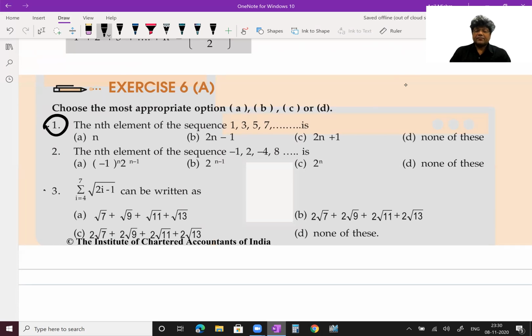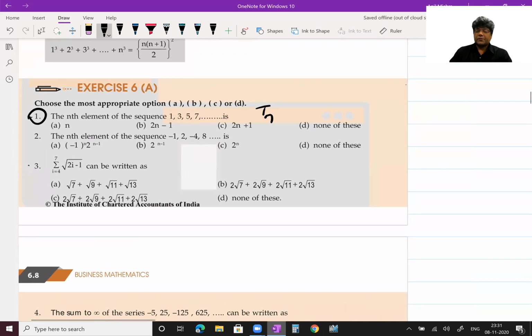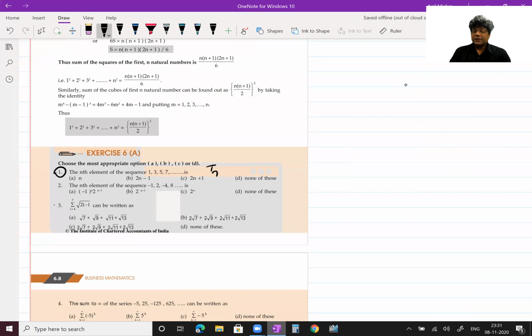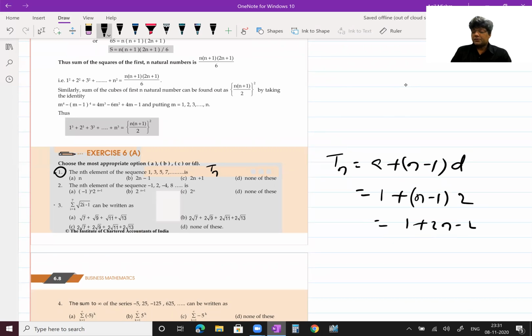See the first question: the nth element of the sequence 1, 3, 5, 7, and so on. Obviously this sequence is an AP. Why? 1 plus 2 is 3, 3 plus 2 is 5, 5 plus 2 is 7. And the question is asking Tn. So what formula will you apply? Tn is equal to A plus n minus 1 into D. Your A is 1, n minus 1 into D. D is 2. That is equal to 1 plus 2n minus 2, which is 2n minus 1, your answer.